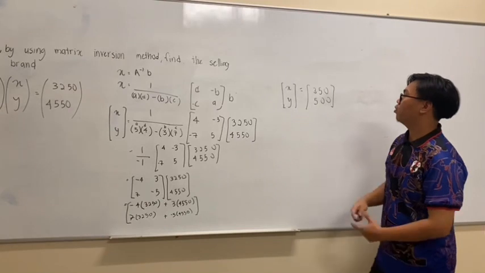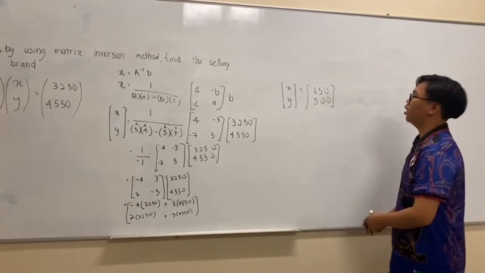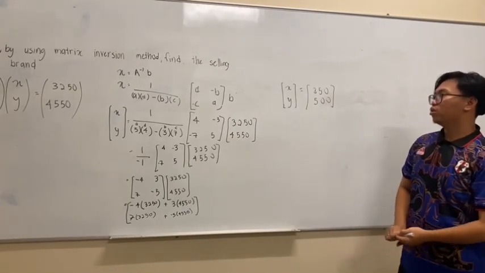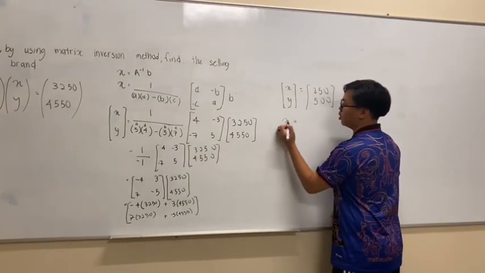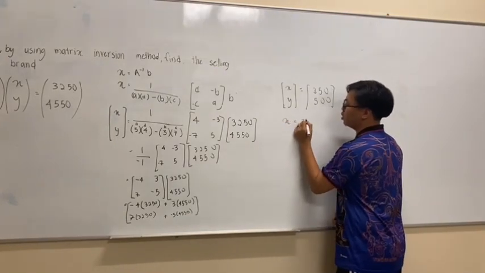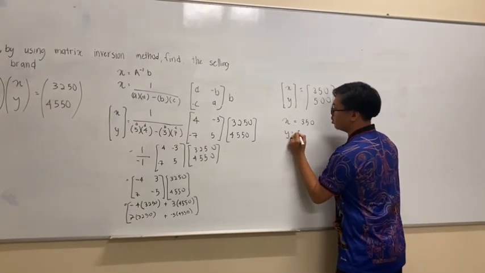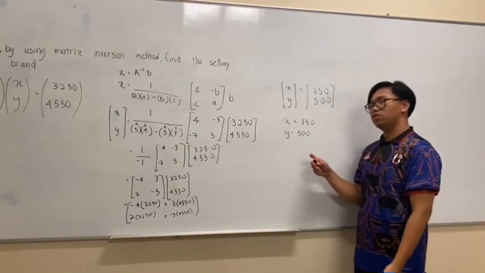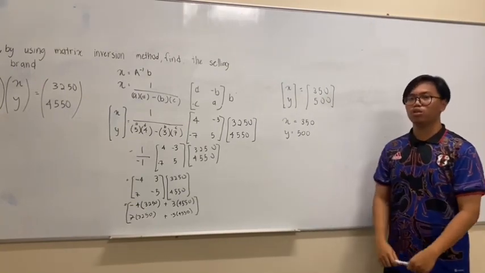For the first row you get 350, and the second row is 500. So the answer for this question is x equals 350 and y equals 500. So this is the answer. That's all for me. Thank you.